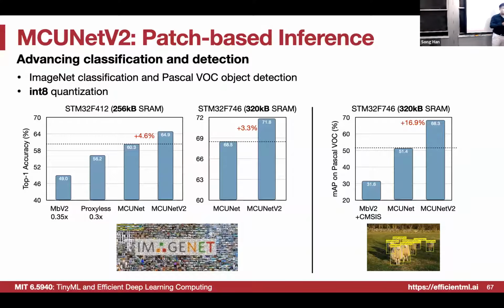So we can not only do classification, but also detection on microcontrollers. This is using only 320 kilobytes of SRAM, and we can drastically improve the mAP, the mean average precision, on these detection tasks.